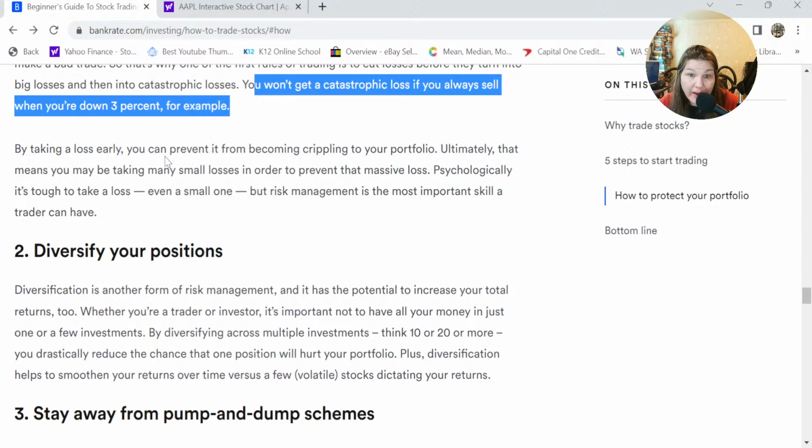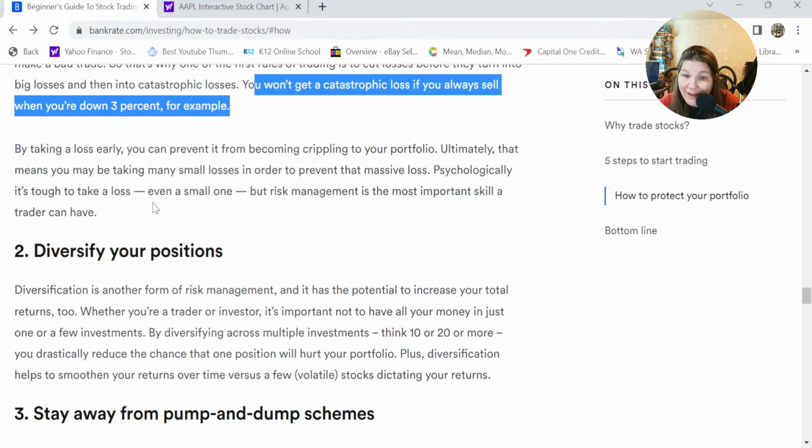So, risk management, guys. You always take a loss early to prevent it from becoming crippling to your portfolio. You don't want, with $5,000, to lose a $2,000 stock trade. That's most of your money. That's almost half. Ultimately, that means you may be taking small losses in order to prevent the massive loss.